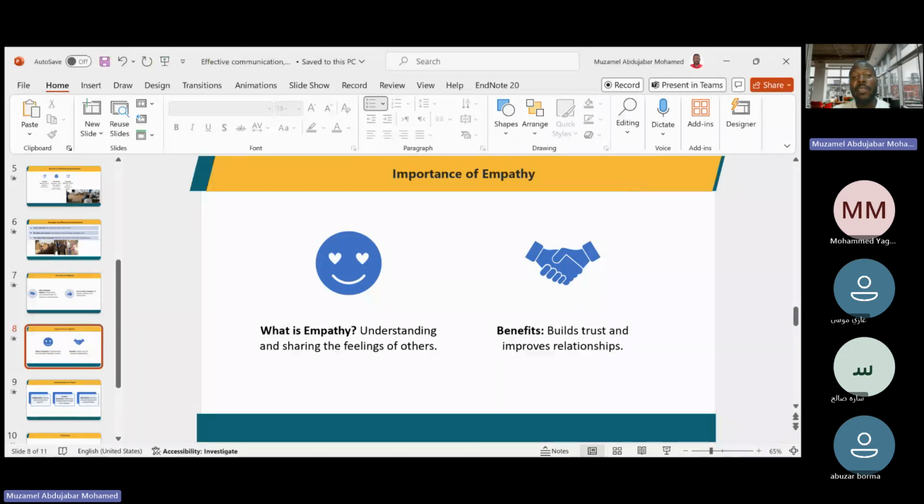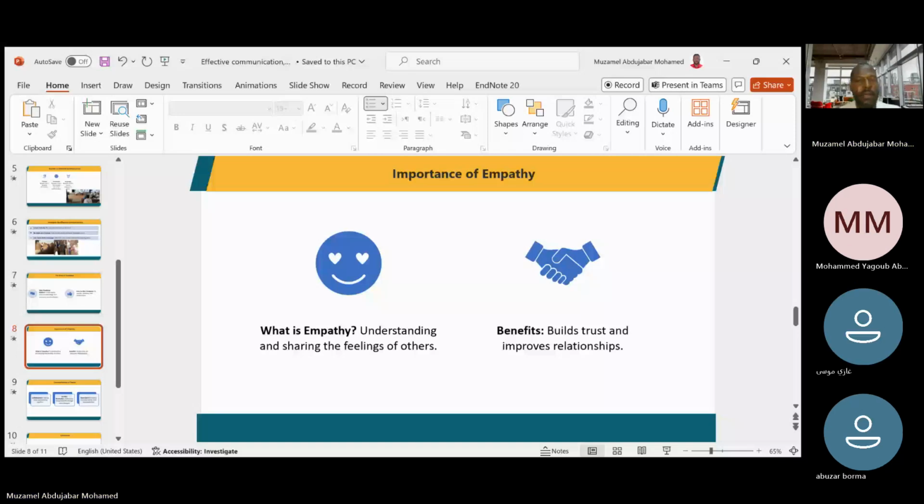Let us see the importance of empathy. What is empathy? Understanding and sharing the feelings of others. What feelings? Sometimes your listeners are hungry or angry, or they have depression or anxiety. It is not good. Sometimes they are fearful or suffering from something. It's very important when you communicate or talk with those people. You have to understand that they do not have a good feeling.